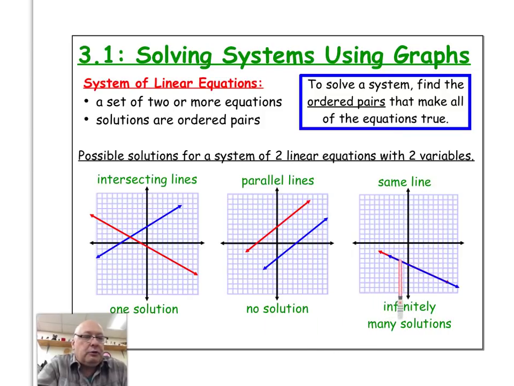And then sometimes the two lines happen to be the same line. They may not look like it when you first start graphing them, but as you graph them both, this red and blue line lie on top of each other. So we say they have infinitely many solutions, which means that they cross here, here, here, here, and so on.